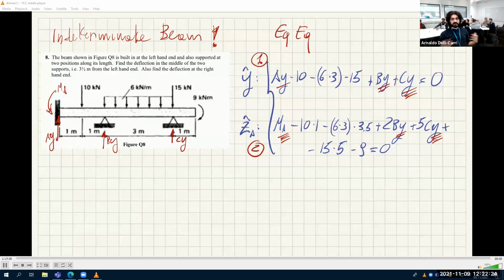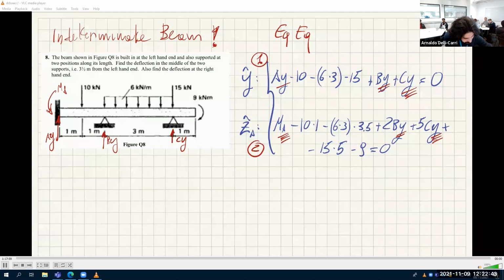Wait a minute. So we have 4 compatibility equations. So do we have 6 equations and 4 unknowns? No. We have 2 more unknowns. What are they? C1 and C2. Oh, yeah. Okay, don't forget, we only have C1 and C2 as unknown.